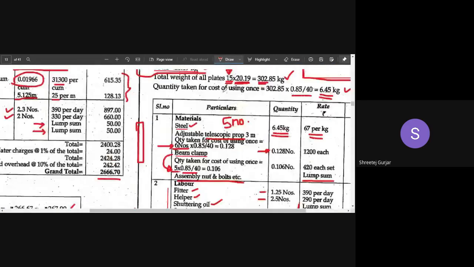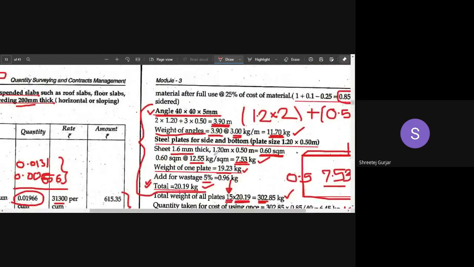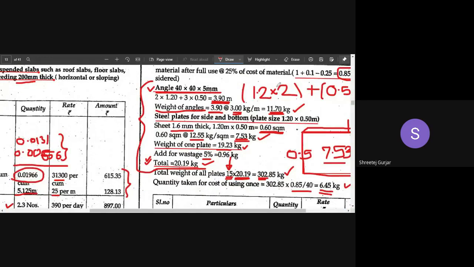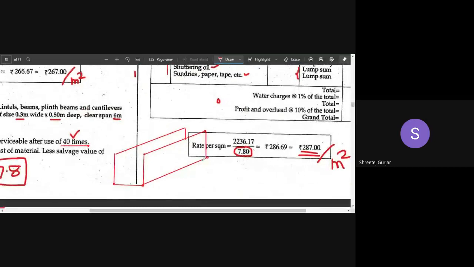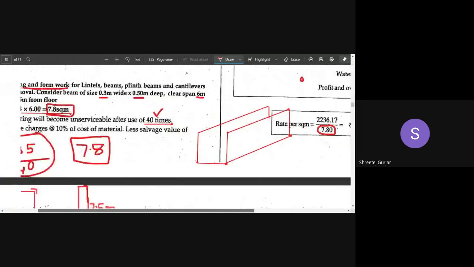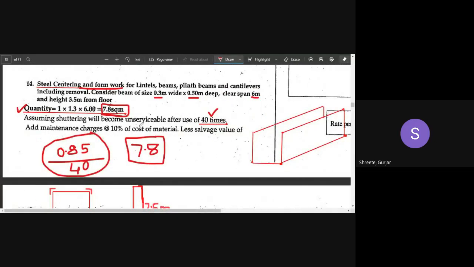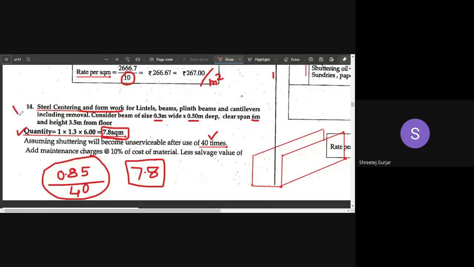I know it is a bit lengthy. You might be feeling it is lengthy, but we are doing it for the first time, hence it is taking time. But in the exam, you can easily calculate all these things in a very short time, in 10-15 minutes. So, is this particular steel calculation clear?